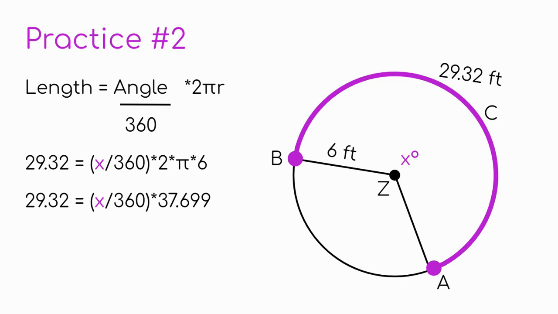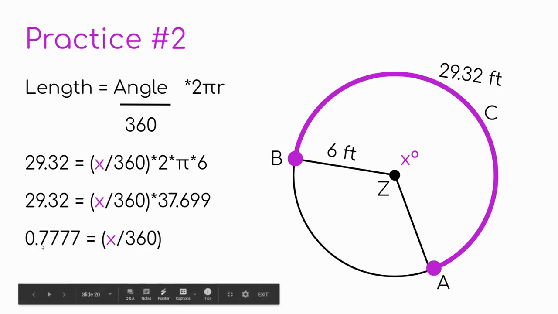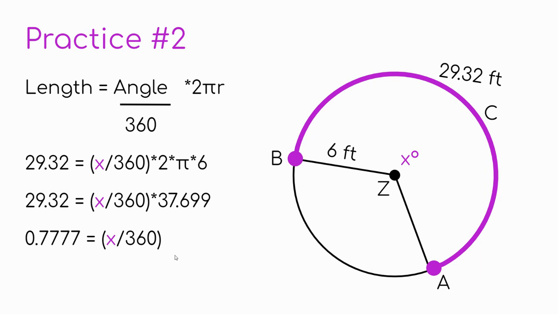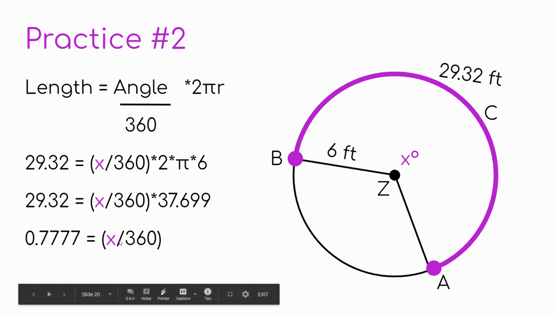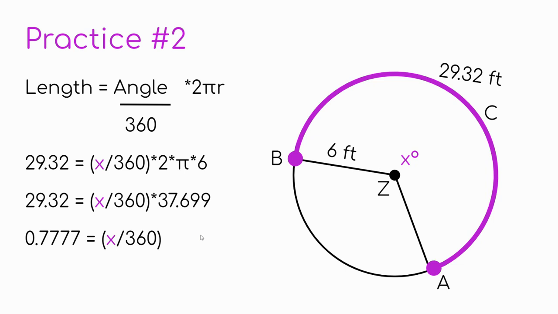So I got 29.32 divided by 37.699. So that's going to give me 0.77773946. All right, I kept all my 7s. And then I have this fraction still left over, x divided by 360. So now I've got one last step. I got to get rid of this divide by 360. I do that by multiplying. So 0.7777 times 360. I get about 280 degrees.